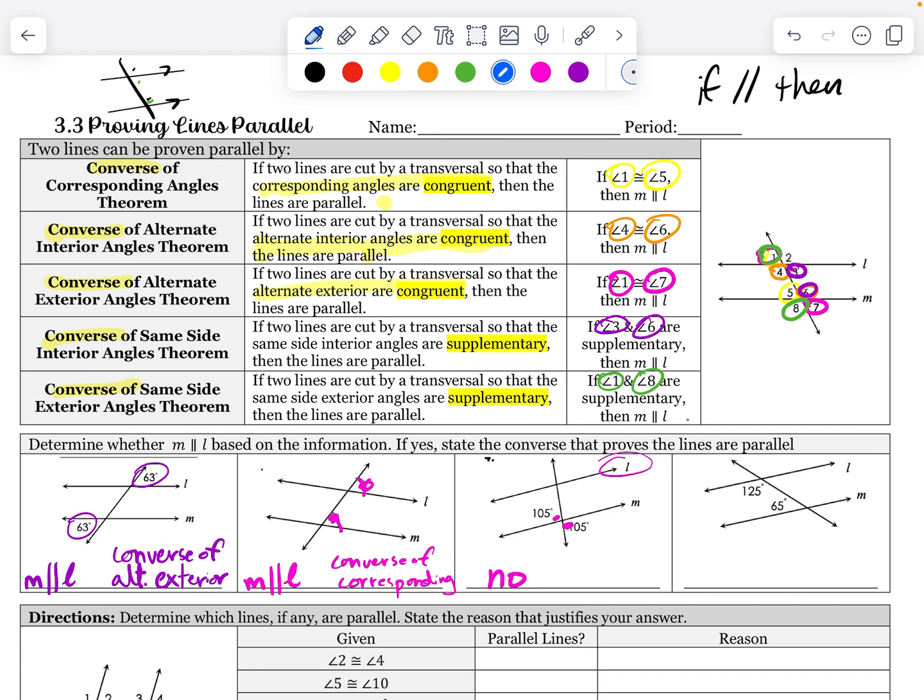And then last but not least, same side, are they supplementary? 125 plus 65, yeah. Ooh, that's 190. So no, they're very close to supplementary, but these are not parallel lines. Those would have to be supplementary in order to prove that these are parallel. So actually, that's enough to say no, not parallel, because they'd have to add up to 180.